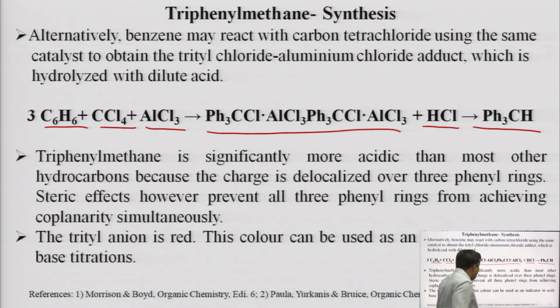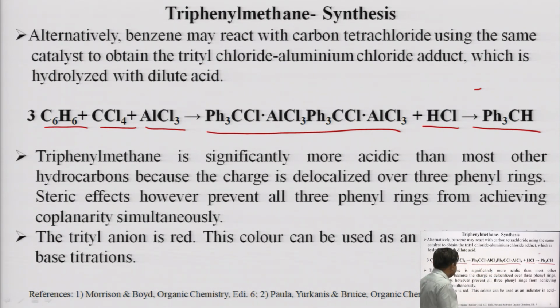When we use carbon tetrachloride, again we use 3 moles of benzene which react with the carbon tetrachloride in the presence of AlCl3. We get an adduct along with 1 mole of HCl. And that adduct, when hydrolyzed, gives triphenyl methane as the product.